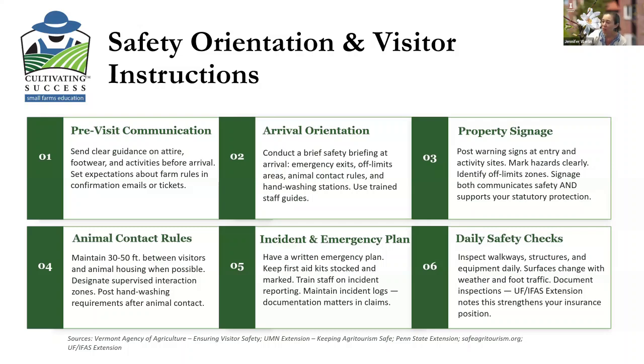Then also ensure that you have the proper signs. The signs throughout the property serve two purposes: visitor safety and legal protection. You need to have those required state signs, but you can have other signs as well. Make sure you have the Idaho and Washington required signage at the entrances, and also post additional directional and safety signs throughout your farm, where you expect your clientele and visitors to go. For animals and contact with animals, it's recommended to maintain at least 30 to 50 feet between visitors and animal housing areas when possible. Have those barriers set up.